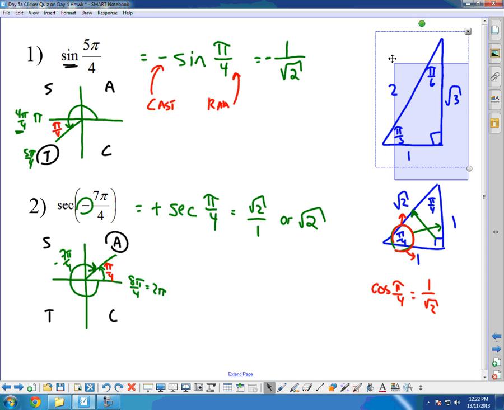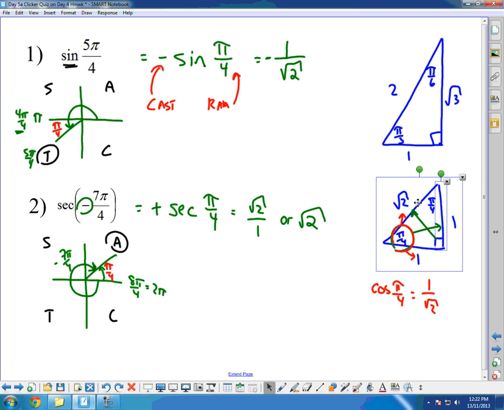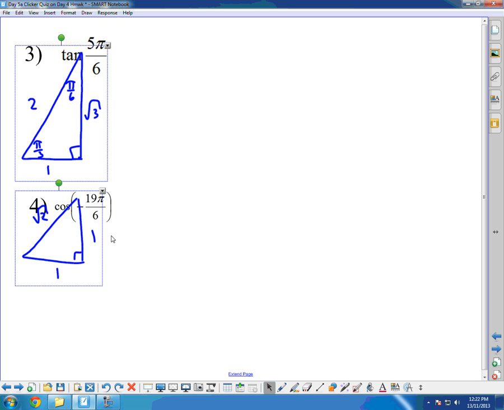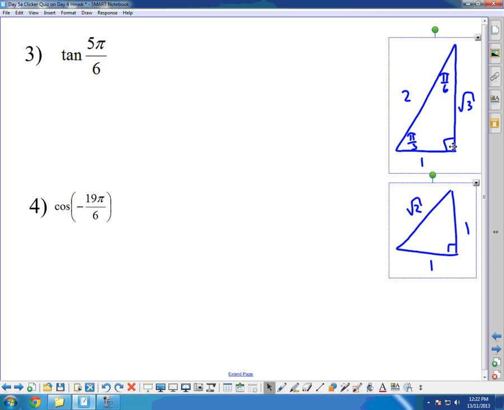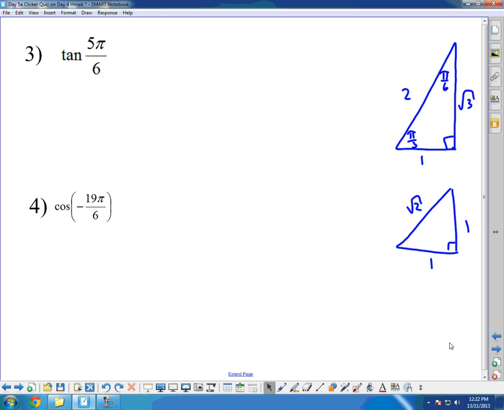I'm just going to copy this triangle and this triangle, so that I can bring it over to the next page. And then I'll tackle number 3 and 4.